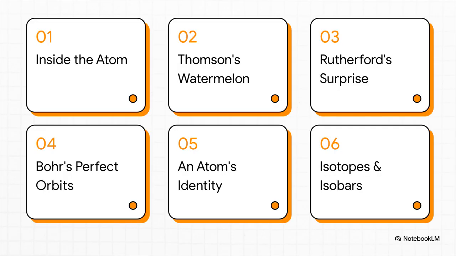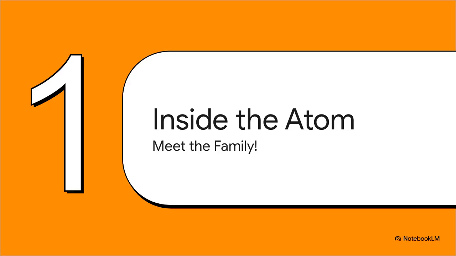All right, so here's our plan for today. It's simple. First, we'll look inside the atom. Then, we'll check out Thomson's model, followed by Rutherford's big surprise and Bohr's solution. After that, we'll understand what gives an atom its identity card. And finally, we'll meet some atomic twins called isotopes and isobars. It's going to be a breeze. Let's go.